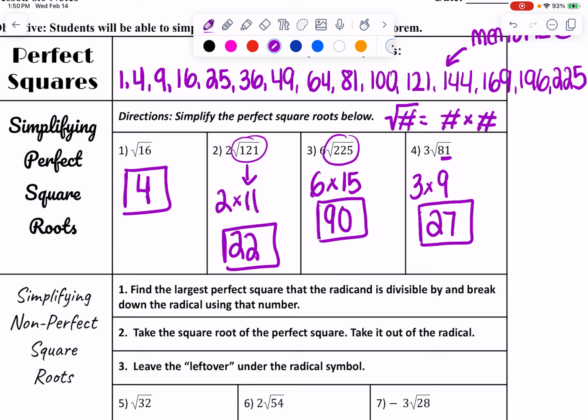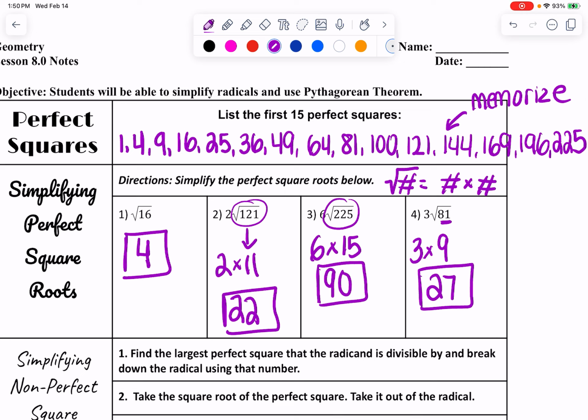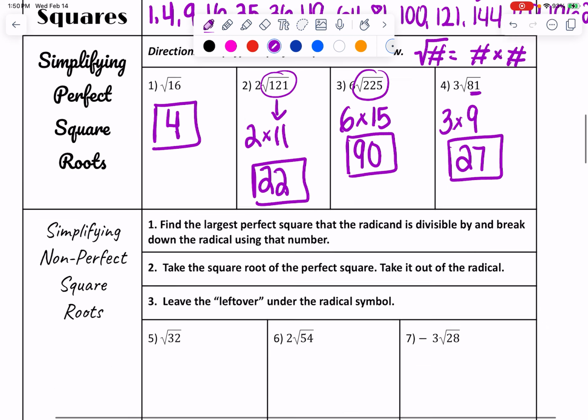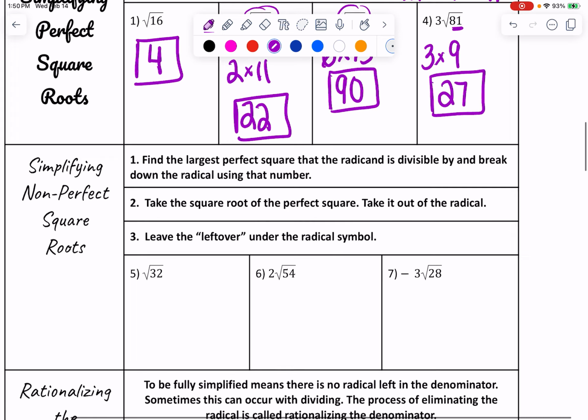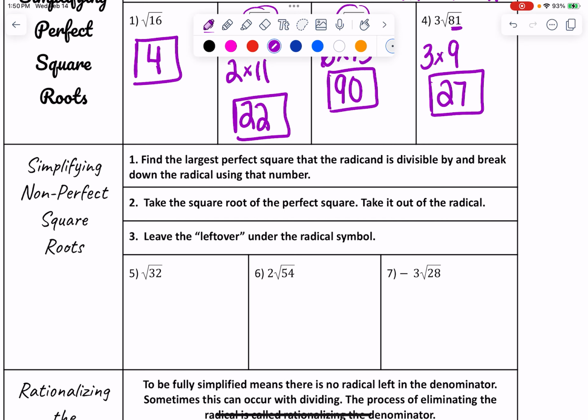But unfortunately, that would be the case only if we had a perfect square root every single time underneath that root, okay? So what we're going to do now is think about what happens if we don't have a perfect square, meaning one of these numbers from above, to help us simplify those roots, okay? So here's what the second section is going to be on. You're going to be simplifying non-perfect square roots, okay? Here's what you're going to start with.